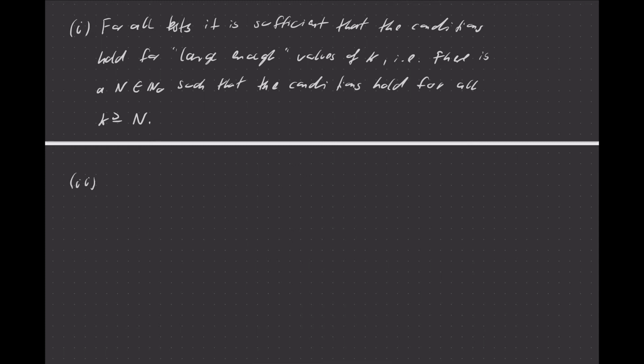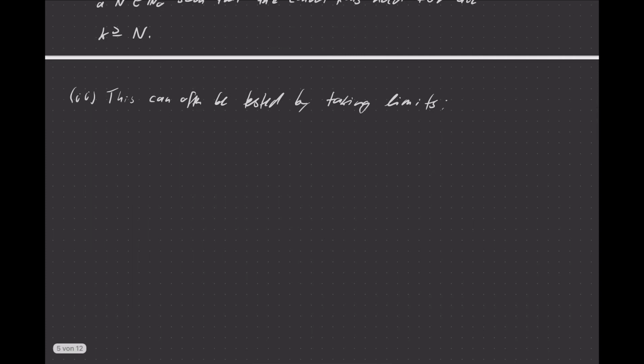And this idea is taken a step further in that second remark here. So this condition can also be tested by taking limits in many cases. So specifically for the root and the ratio test, the following is true. If the limit of the a_(k+1) to a_k ratio in absolute values is strictly less than 1, that means the series over the a_k converges absolutely.